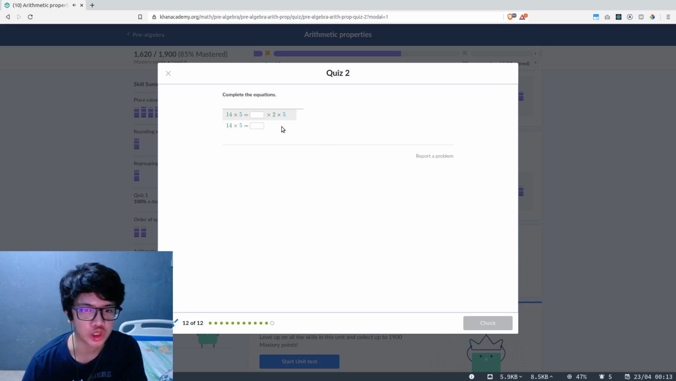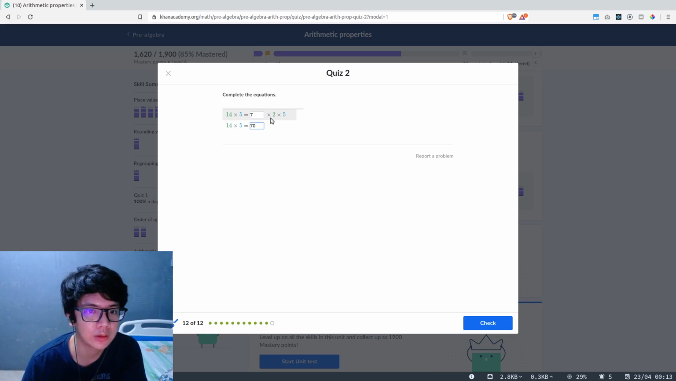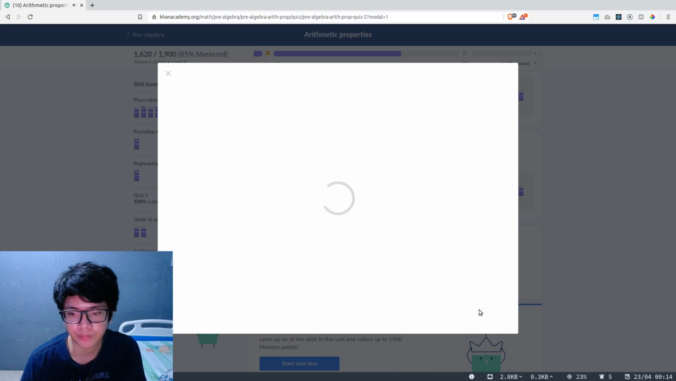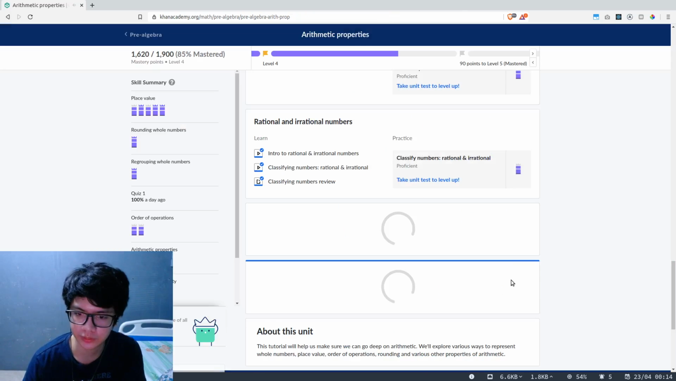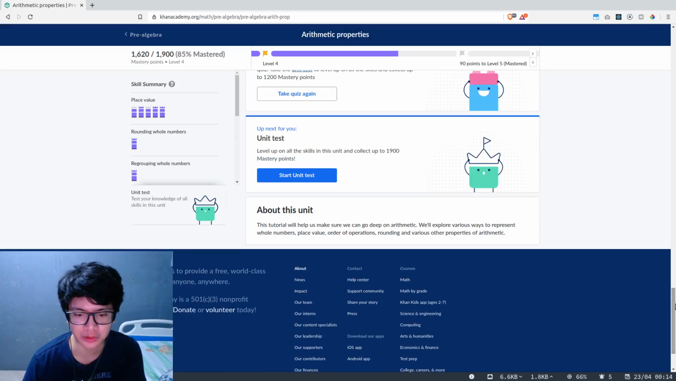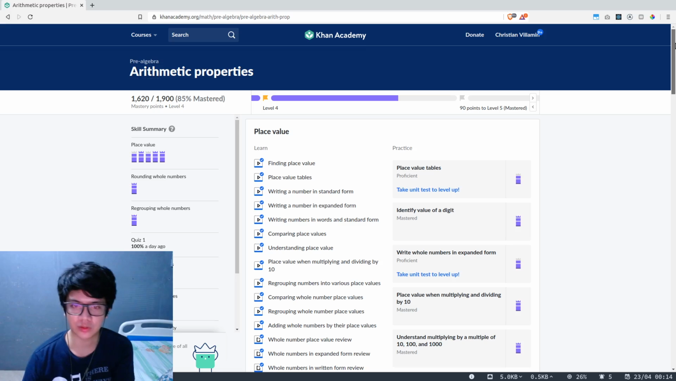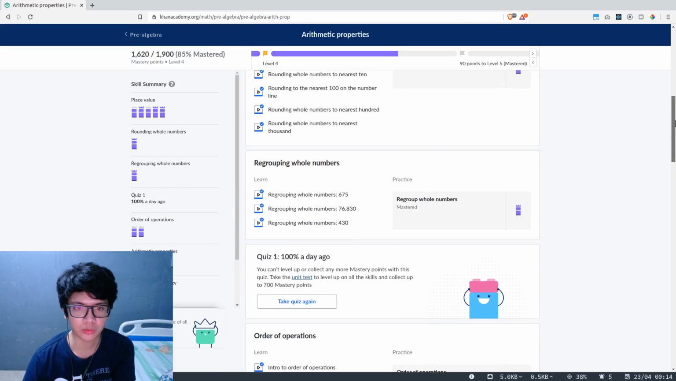Complete the equation. Okay. 7 times 2 times 5, 70, right? Then 70. Yeah. Wow, I'm much more confident. It's probably because it isn't the unit test. It's the unit test. So an overview of what we did: place values, terminal numbers, grouping.